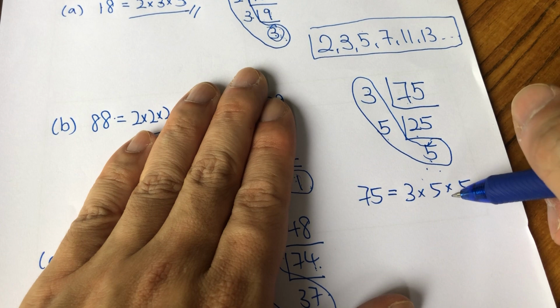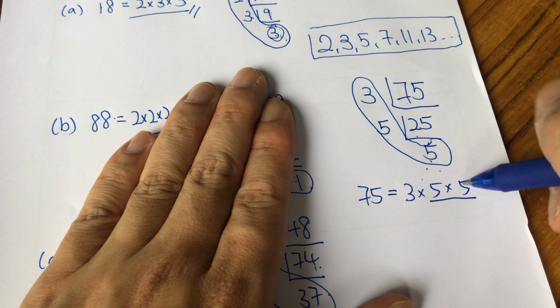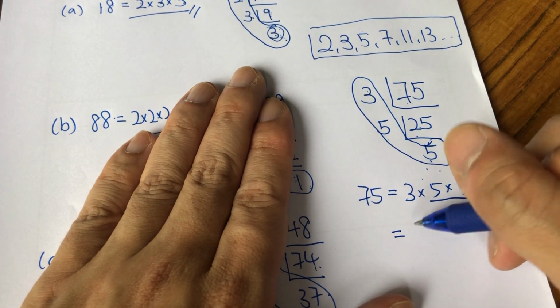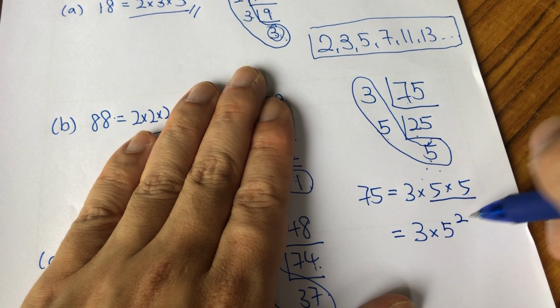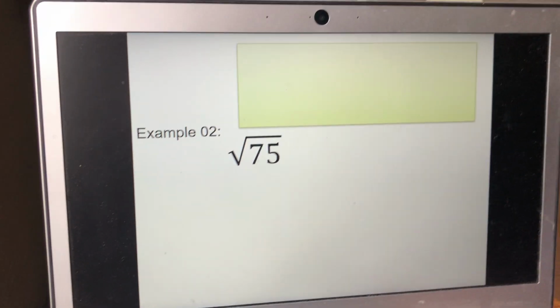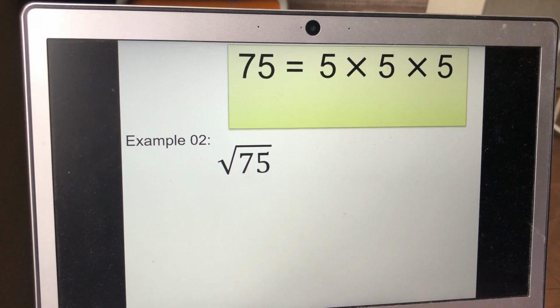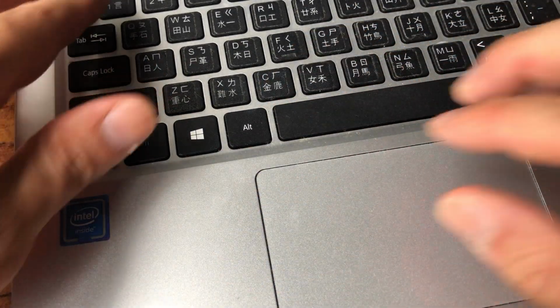Remember that if you find 2 of them are exactly the same, you could group them into the same group. So you could write them as 5 to the power of 2. Now let's go back to here. Now we know that 75, we could use short division. I make a mistake here. 5 times 5. Sorry.